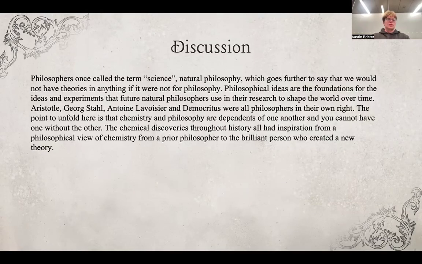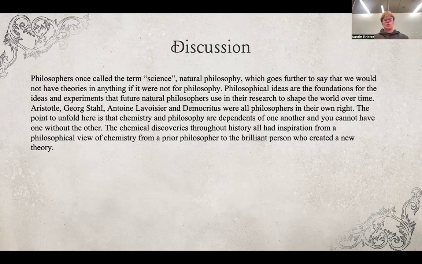So all of this is to say that I would like to discuss a little bit before we conclude this presentation. Philosophers once called science natural philosophy, which goes further to say that we would not have scientific theories if it were not for philosophy. So philosophical ideas are the foundations for the ideas and experiments that future natural philosophers use in their research to shape the world over time, aka the ones that were just discussed. Aristotle, Stahl, Antoine, and Democritus were all philosophers in their own right.